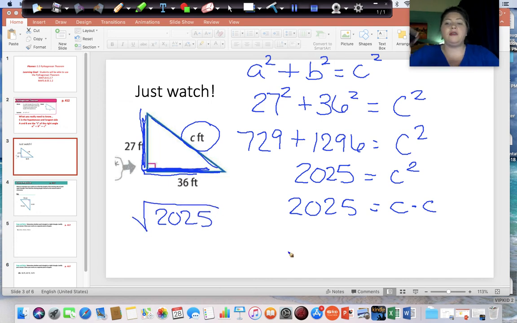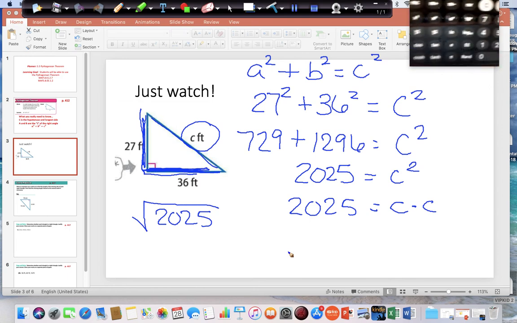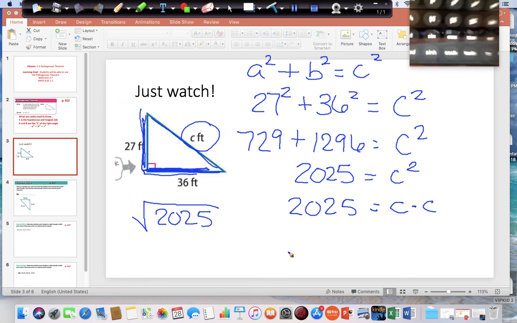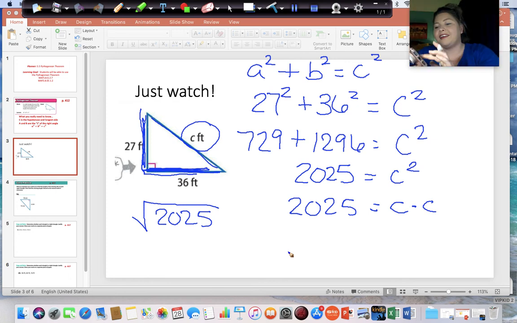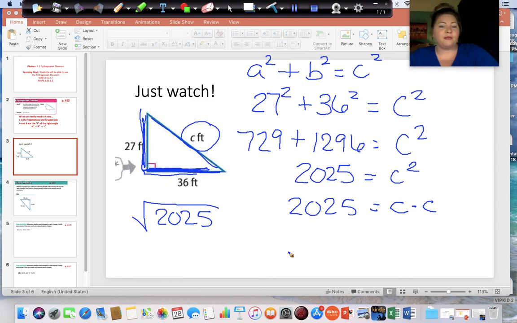So if you've got an iPhone, you're turning it on its side. Okay, you've got the 2025. You're going to find the square root button. It is this one. Can you see it? Nope, probably not. Okay. So you're going to hit the square root button, and you should get 45. Okay, so C is equal to 45.